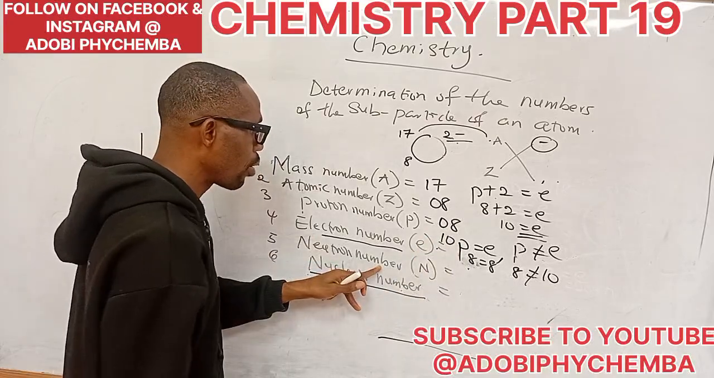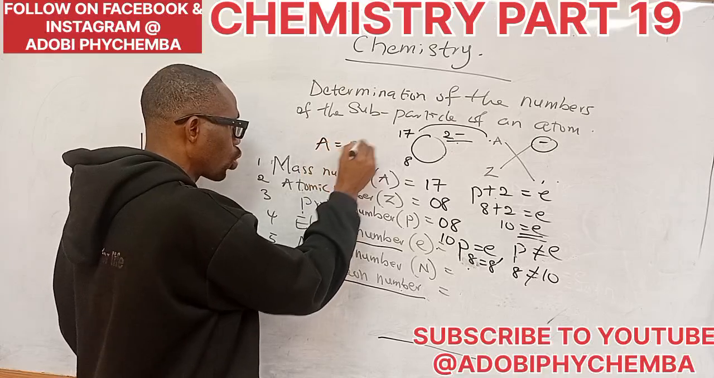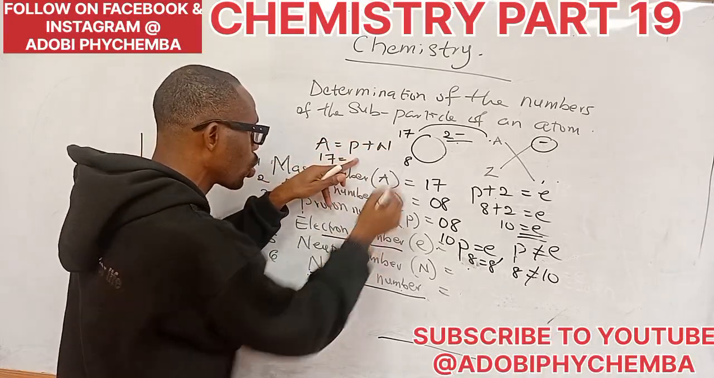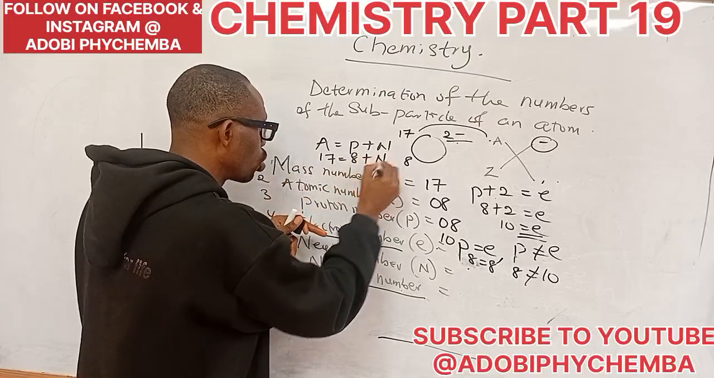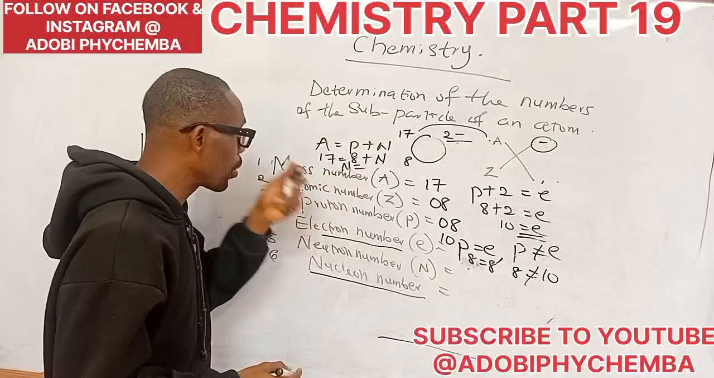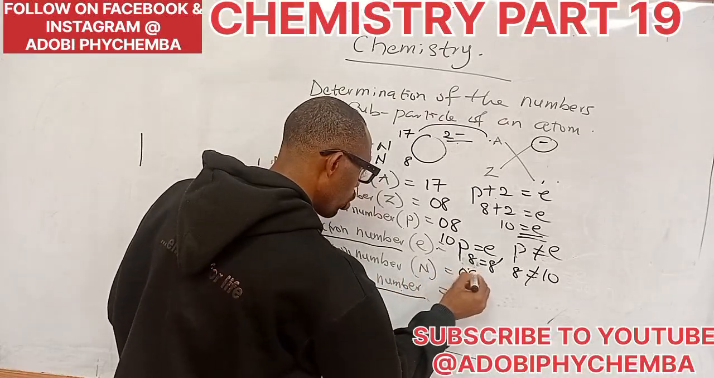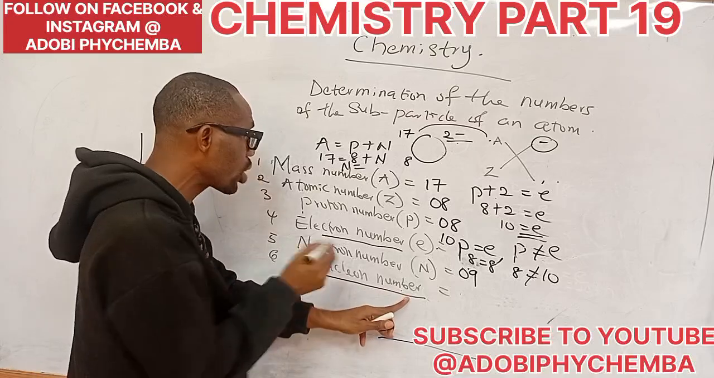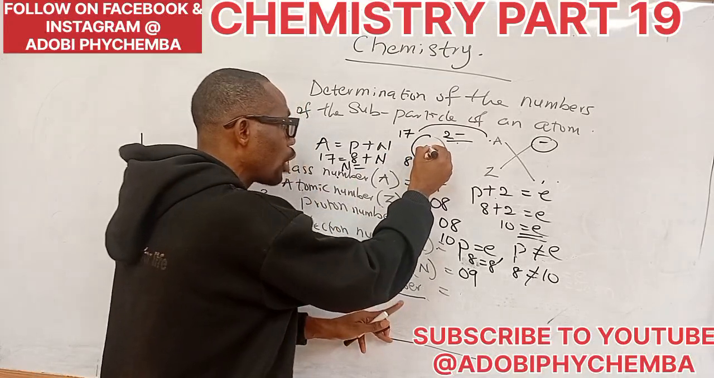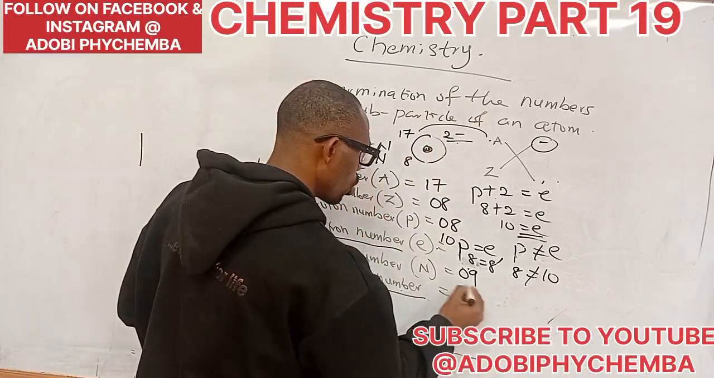Now, the neutron number. From the formula we gave, what's the formula? We said mass number equals proton plus neutron. What's the mass number? 17. You write 17 equals, what's proton? 8 plus neutron. Collect the like terms. Neutron will be equal to 17 minus 8. What would that be? 17 minus 8 is 9. Therefore, the neutron is 9. The nucleon number, just like I explained to you as the mass number, the total number of protons and neutrons in the nucleus of an atom, will be equal to 17.